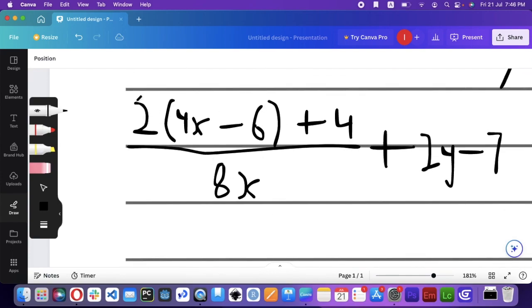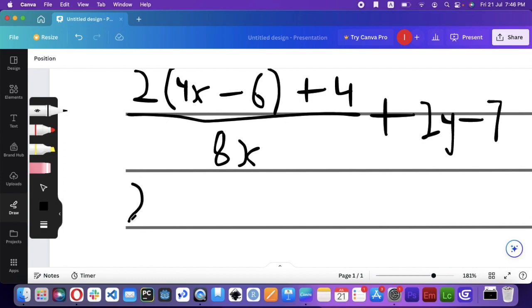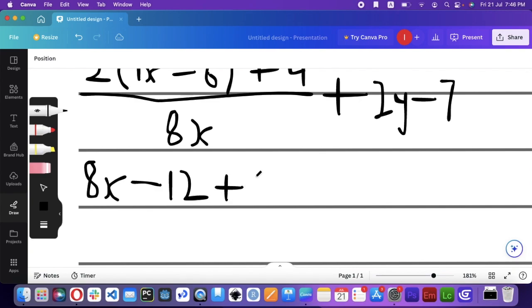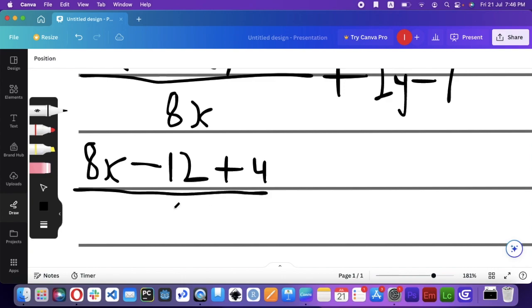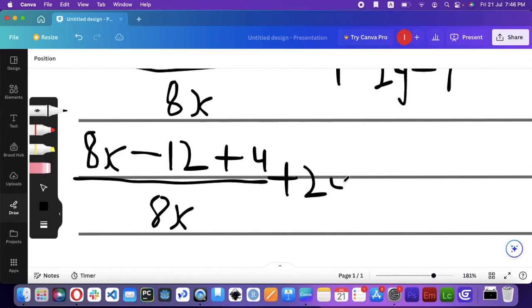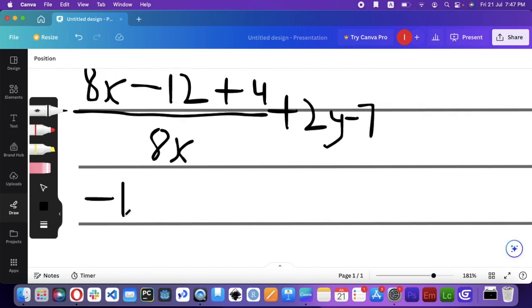The first thing we're going to have to do is multiply 2 by 4x and negative 6. 2 times 4x is 8x, and 2 times negative 6 is negative 12. Plus 4, we're still going to have that plus 4, over 8x. And plus 2y minus 7. Now let's simplify even more. There's 8x on both sides, so it just cancels out. What's going to remain is negative 12 plus 4 plus 2y minus 7.